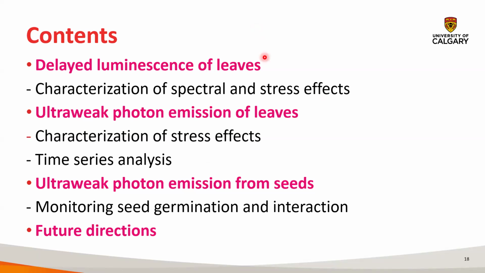Okay, perfect. So I will continue with the next part of the talk, which focuses on some experiments that we've done to characterize the effects of delayed luminescence and ultraweak photon emissions on different systems. Firstly, I'll talk about delayed luminescence and how we can characterize spectral differences as well as the differences when the leaves have a stress applied to them. And then we'll talk about the same when it comes to ultraweak photon emission, as well as a type of analysis known as time series analysis, where we analyze the signals from the photomultiplier tube and use the time series statistics to classify stress in that context.